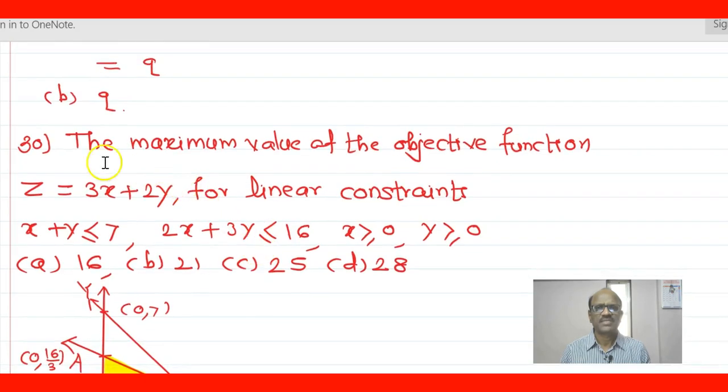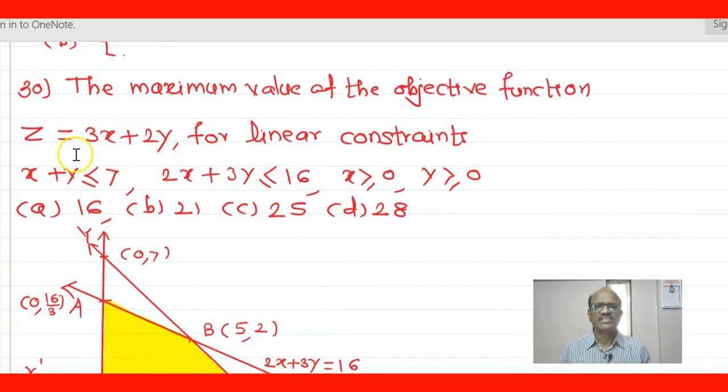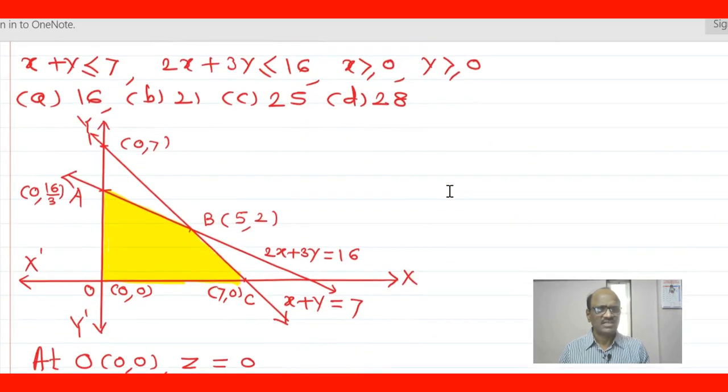The maximum value of the objective function Z equals 3x plus 2y for the linear constraints x plus y less than or equal to 7 and 2x plus 3y less than or equal to 16, where x and y are both positive, greater than 0. Now this is again a very simple question. Always find out x plus y equals 7.